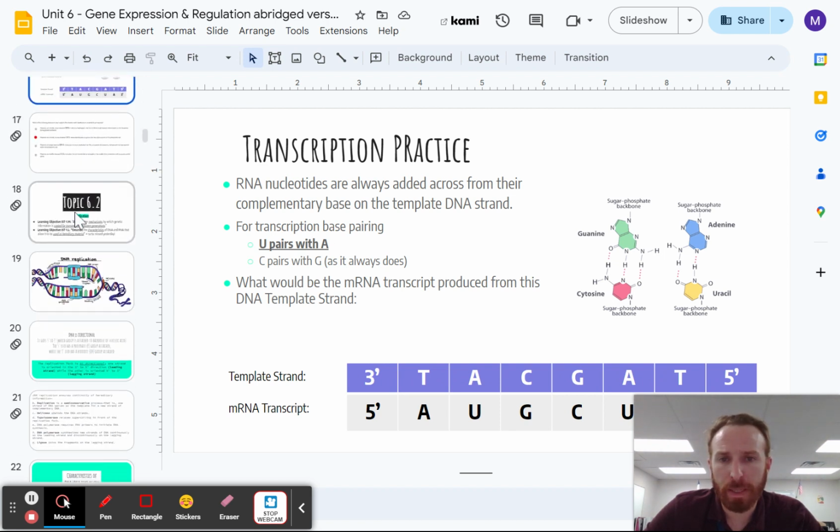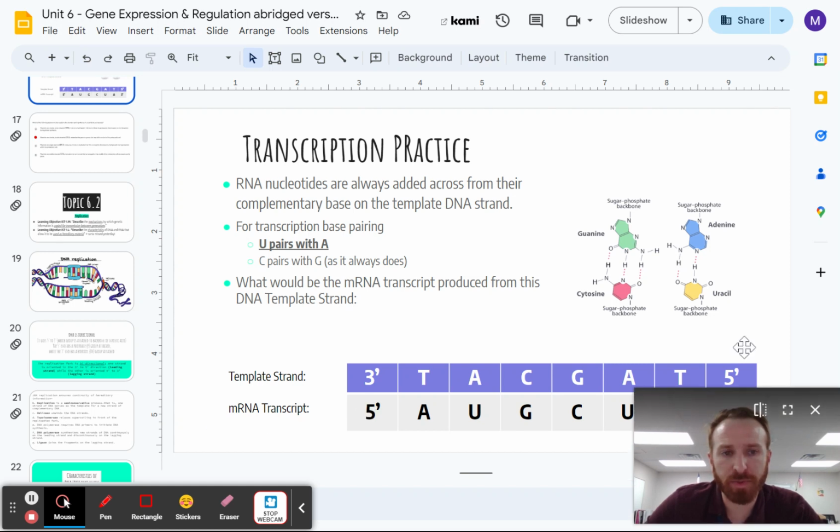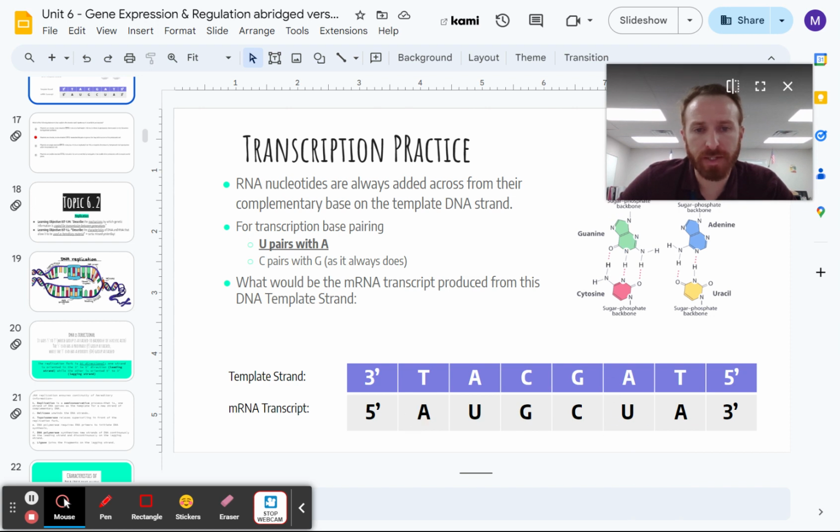Okay. When it comes to transcription, right, you're always going to take the template strand, which goes 3' to 5', and you're going to make your mRNA from 5' to 3'. And just remember that the difference is that if DNA has an A on it, you're going to end up transcribing a U, right?